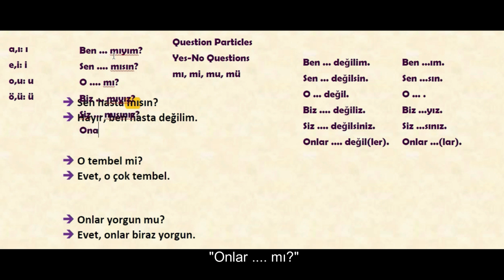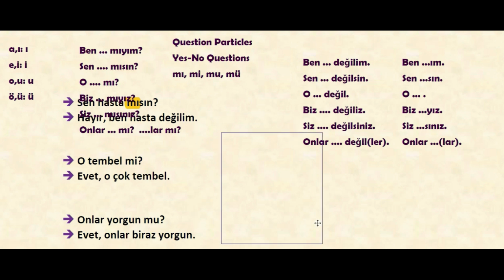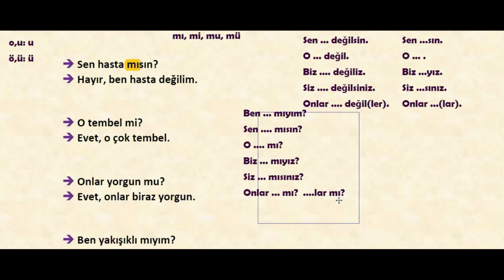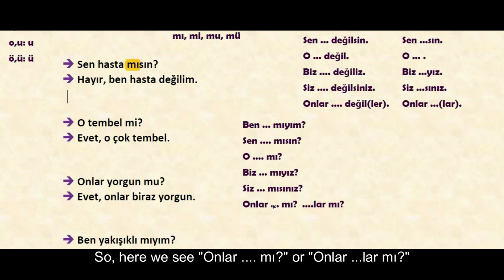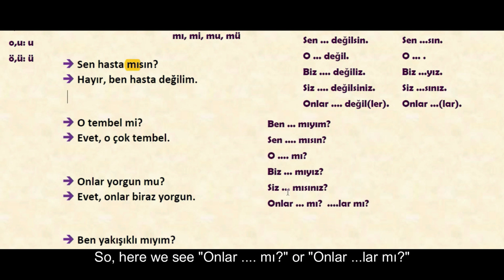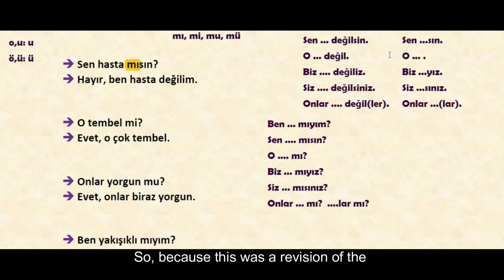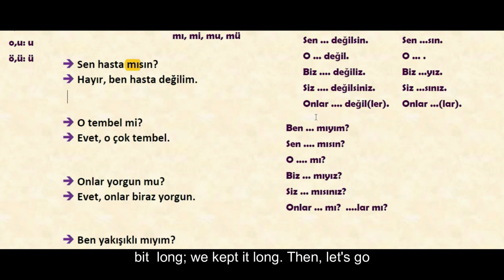Onlar, blah blah, mı. Or we have two options for this. It can be onlar, blah blahlar, mı as well. So let's take it here. So here we see onlar blah blah mı or onlar blah blahlar mı. Because this was a revision of the topics we studied until now, we took it a bit long. We kept it long. Then let's go on with the sentences, because we should analyze the sentence here.